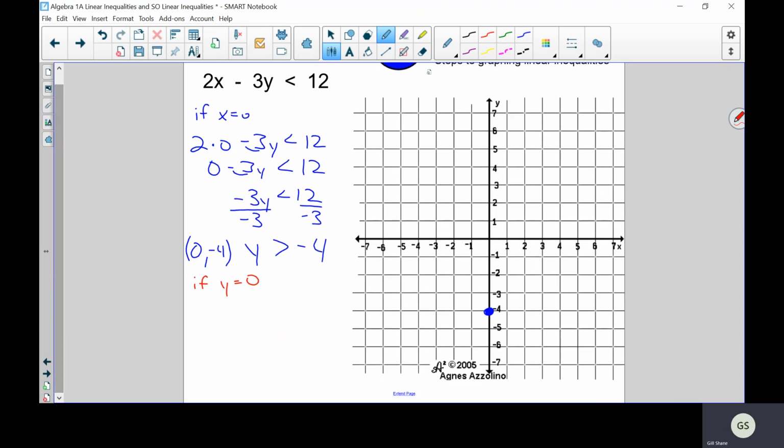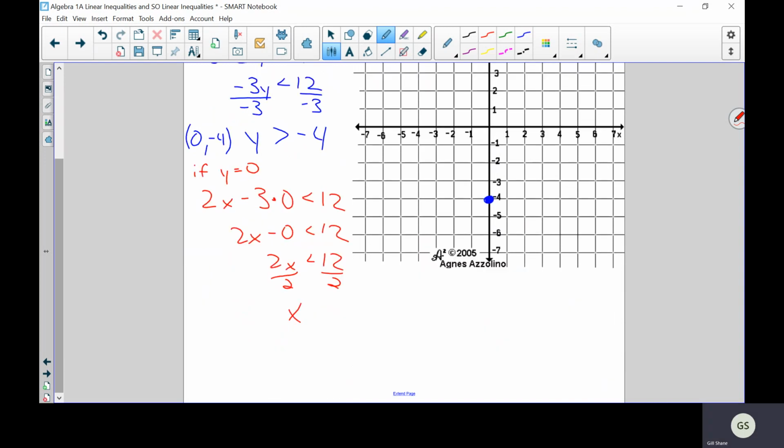So if y is 0, now I have 2x subtract 3 times 0, because I made y equal to 0, and that is less than 12. So that all goes to 0. 2x subtract 0 less than 12. So 2x less than 12. Divide by 2, divide by 2. X is less than 6. So now I go to where x is 6.